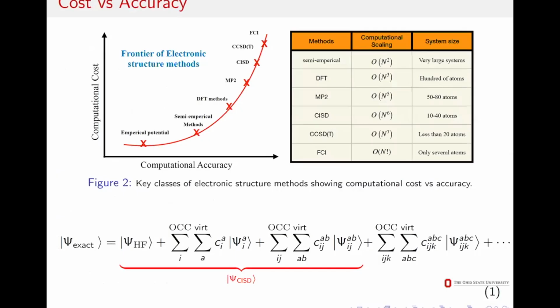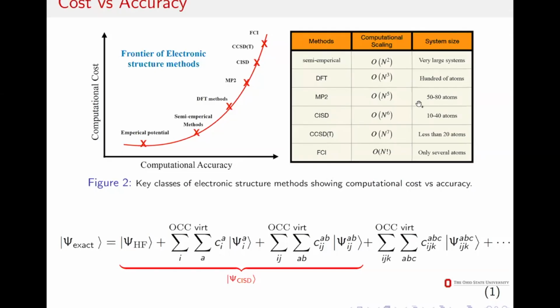This is a basic diagram showing the cost versus accuracy for pre-existing methods. If you look at the left figure carefully, DFT costs around n to the power 3. MP2 is n to the power 5. CISD, singles plus doubles, costs n to the power 6. Coupled cluster singles, doubles and triples is actually the gold standard, and its computational scaling is around n to the power 7. And the exact wave function, the full CI, is n factorial.